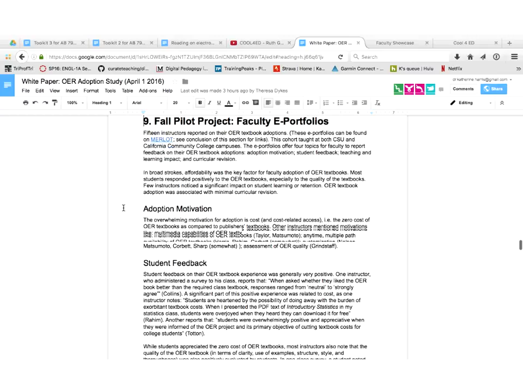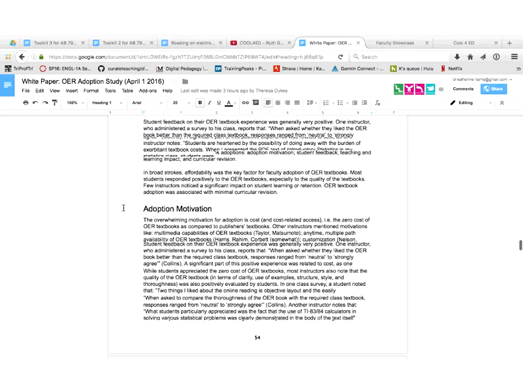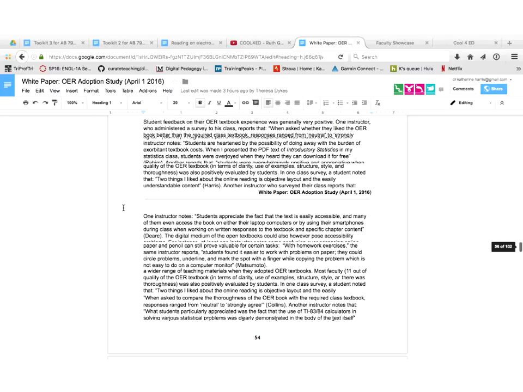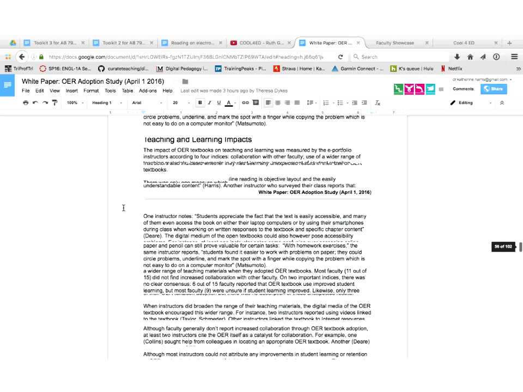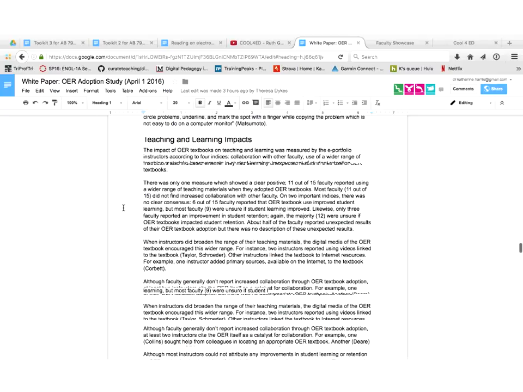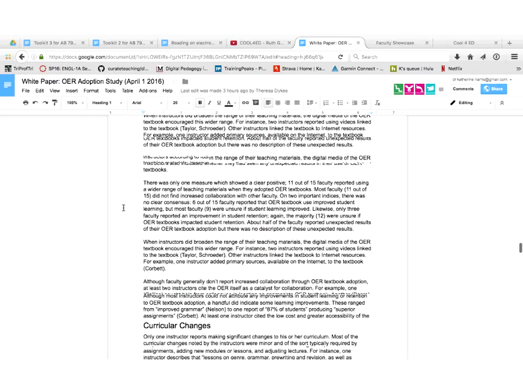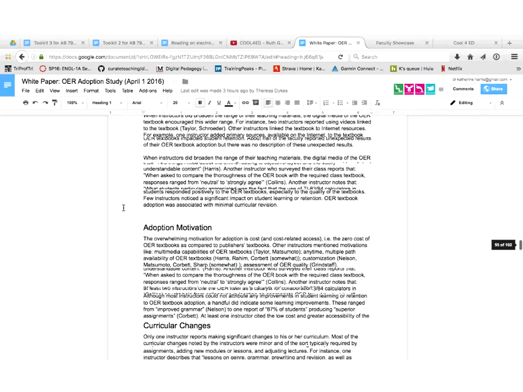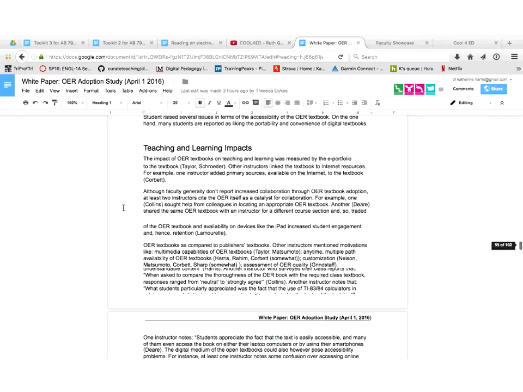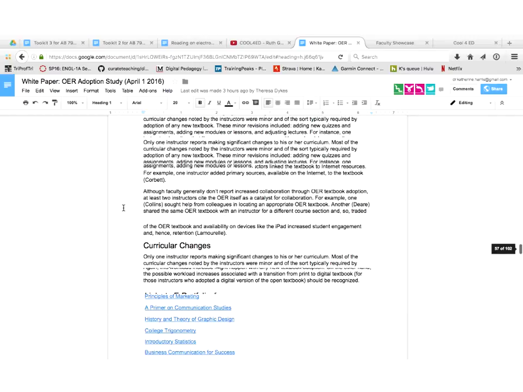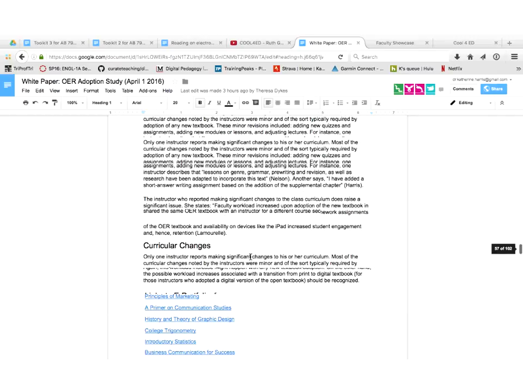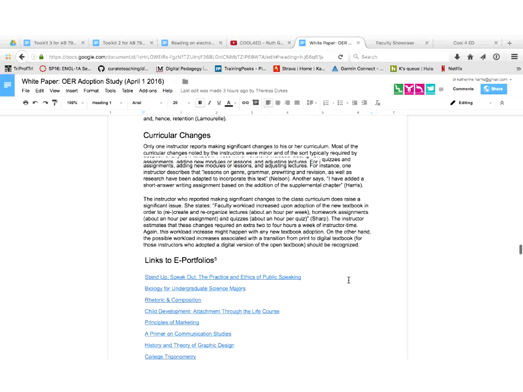And here we have adoption motivation, student feedback, teaching and learning impacts, and this is all summarized for you. You can see that this starts on page 54, curricular changes, and then we link to all of the portfolios that were represented in this particular study, in case you were interested in linking one portfolio with the other.